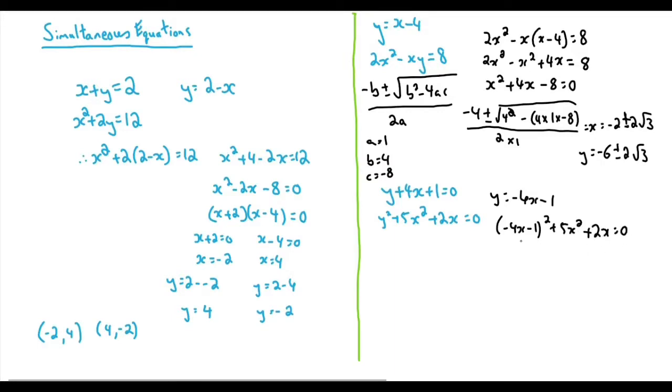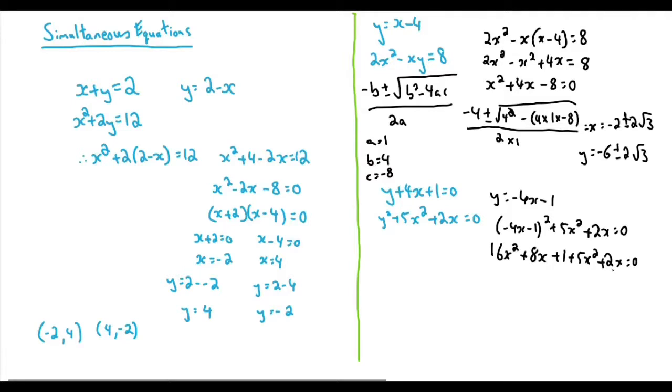0. Expand the brackets. Minus 4x times minus 4x is going to be 16x squared, because minus 4 times minus 4 is 16, x times x is x squared. Minus 4x times minus 1 is positive 4x, then minus 1 times minus 4x is positive 4x. Put those together, you get 8x in the middle. And then minus 1 times minus 1 is positive 1. And you still have the 5x squared plus 2x equals 0 afterwards.